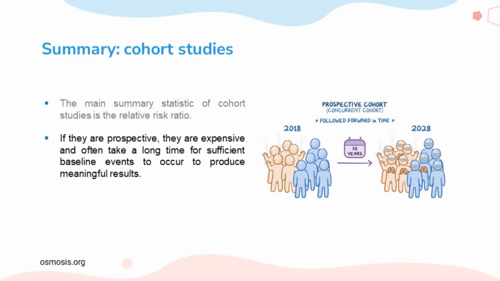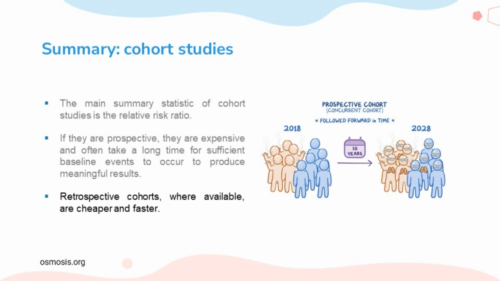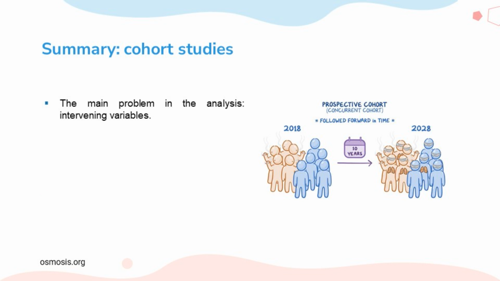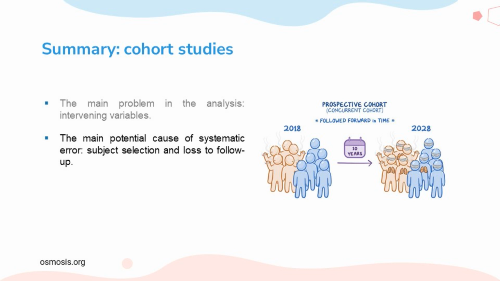If they are prospective, they are expensive, and often take a long time for sufficient baseline events to occur to produce meaningful results. Retrospective cohorts, where available, are cheaper and faster. Intervening variables are a major problem in analyzing cohort studies. Subject selection and subject loss to follow-up is a major potential cause of systematic error.